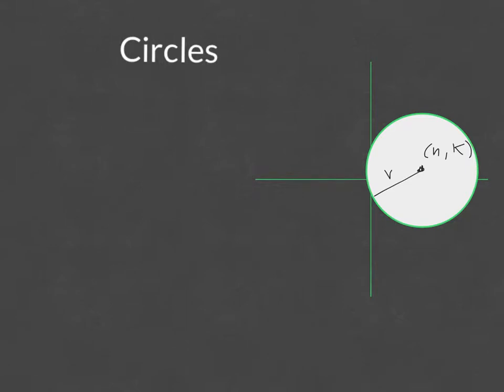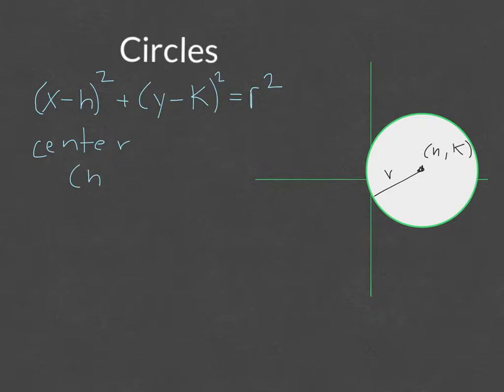Let's take a look at a circle. We're going to look at its graph and the equation. So every circle in standard form is (x minus h) squared plus (y minus k) squared equals r squared, where r stands for your radius. So your center here is always at (h, k), and your radius is r.